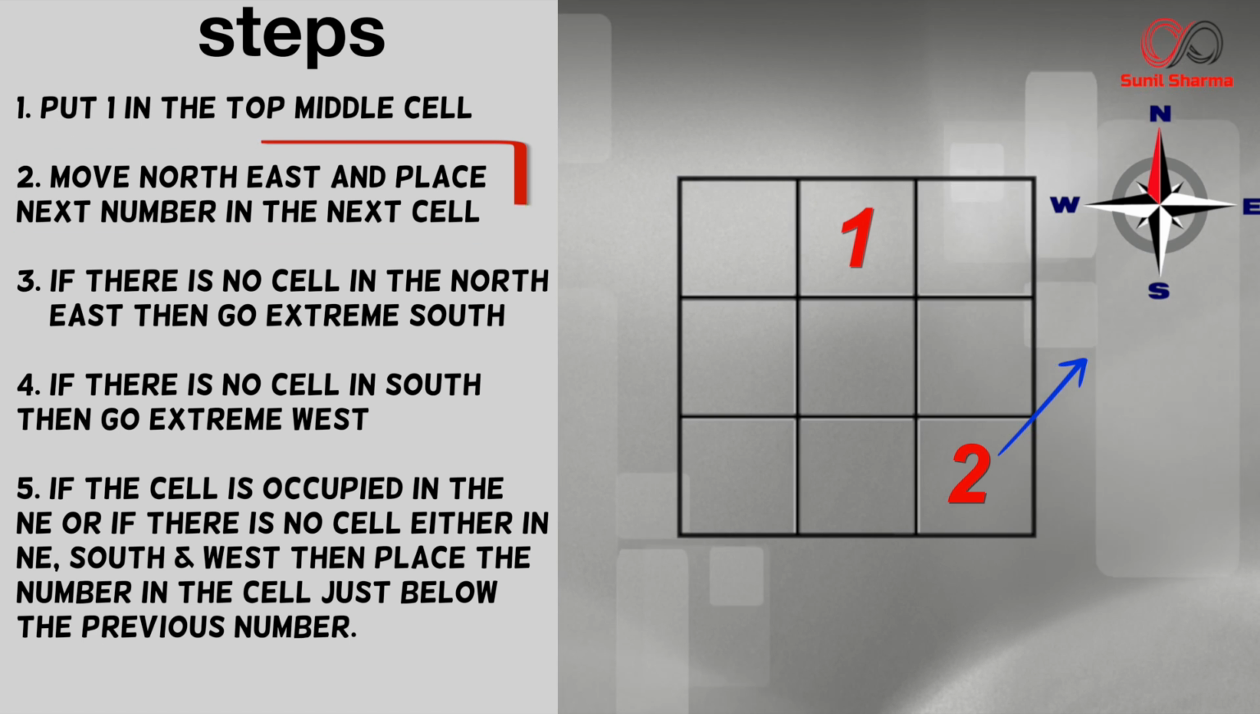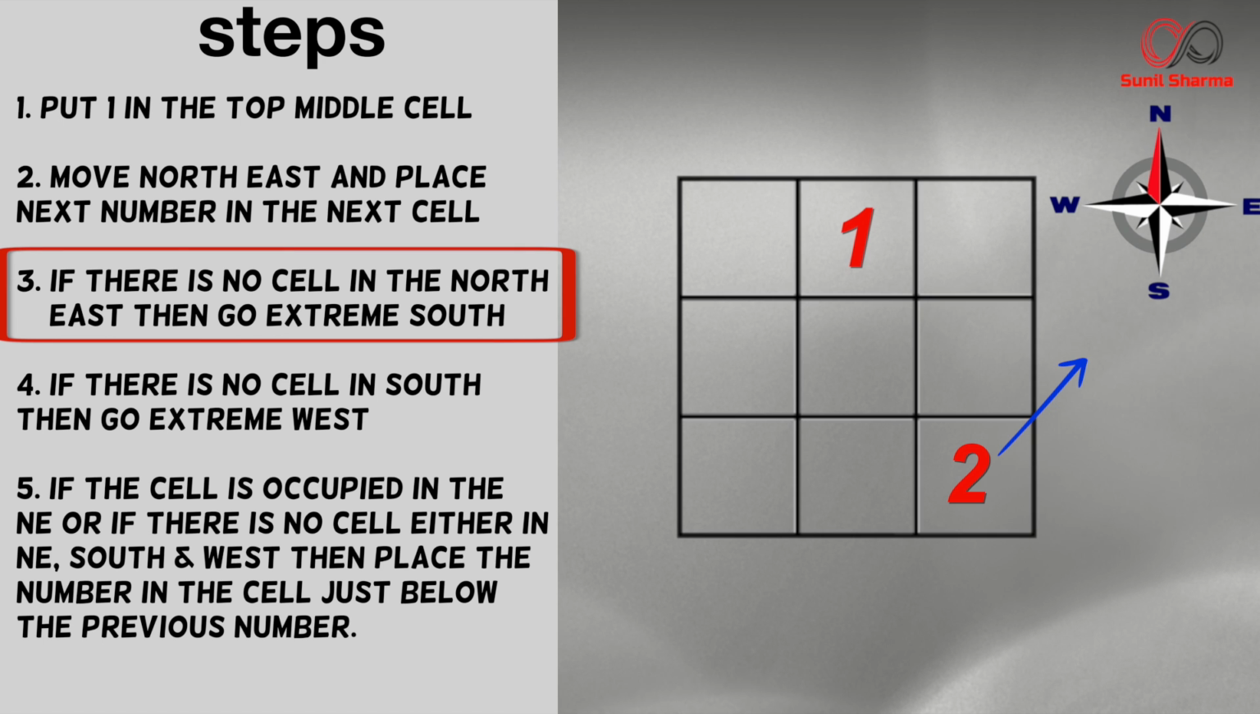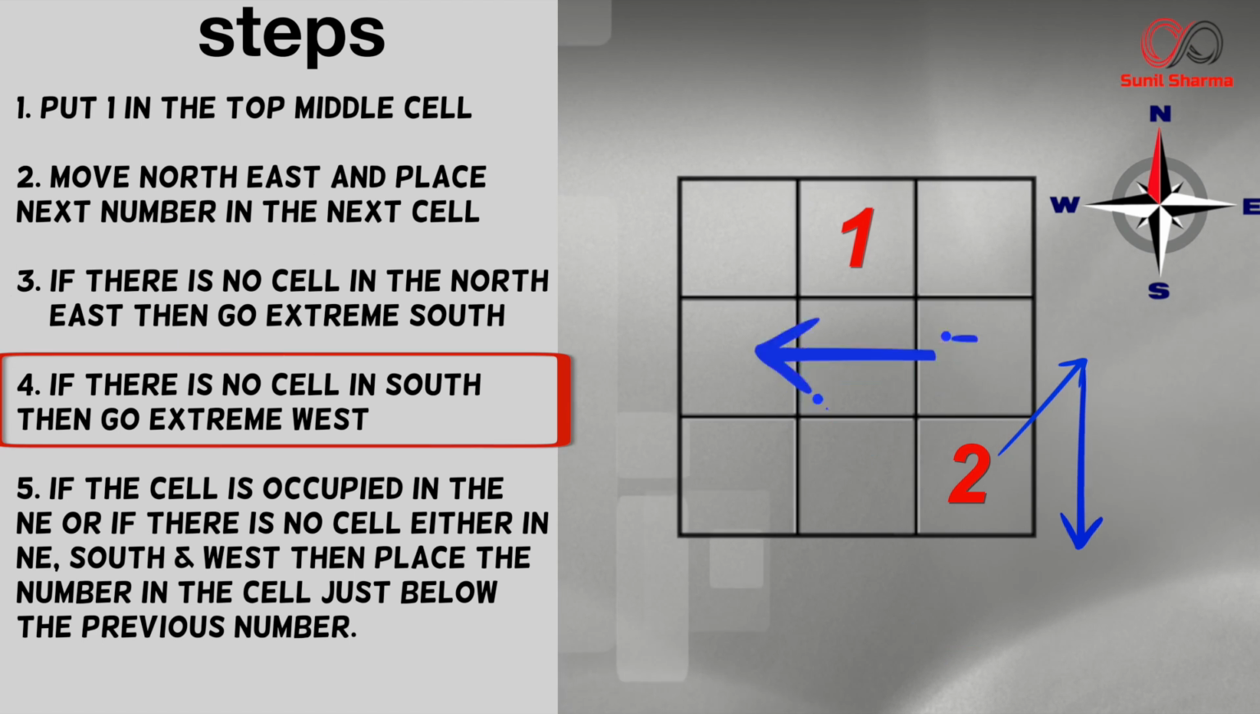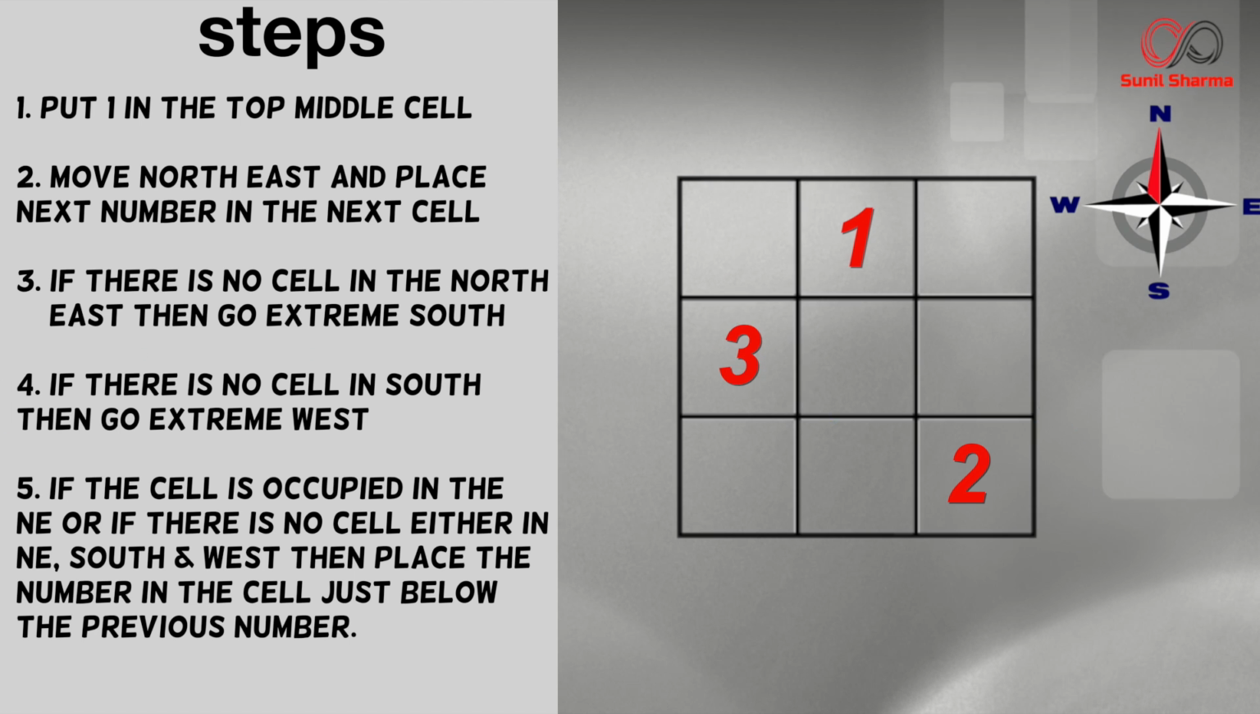Again we have to move in the northeast direction. But observe, there is no cell in the northeast direction. So as per step 3, we have to move extreme south. But observe, again in south, there is no cell. Then in that case, we'll follow step 4. That is, if there is no cell in the south, then we have to go extreme west. So we are going to place 3 to the extreme west.